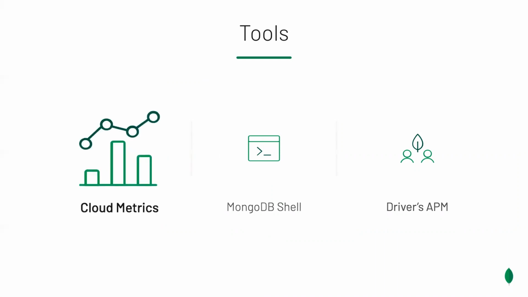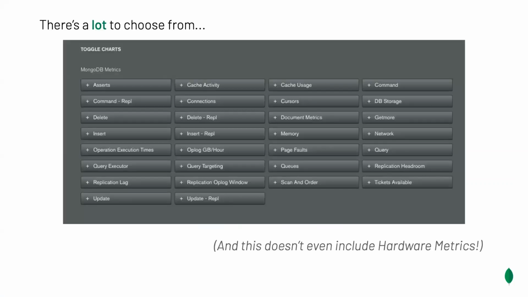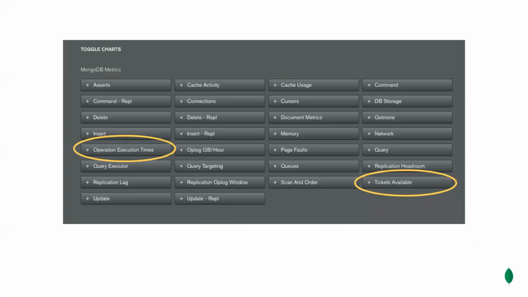So starting with cloud metrics, this is a really powerful tool because visualization is really great and it's helpful to see what's going on just by looking at it. But there are a lot of graphs. So if you're looking at each and every one of these metrics that MongoDB gives you, it can be kind of overwhelming to know which one is helpful for you in this moment. So for performance problems, we're really just going to focus today on operation execution time and tickets available.